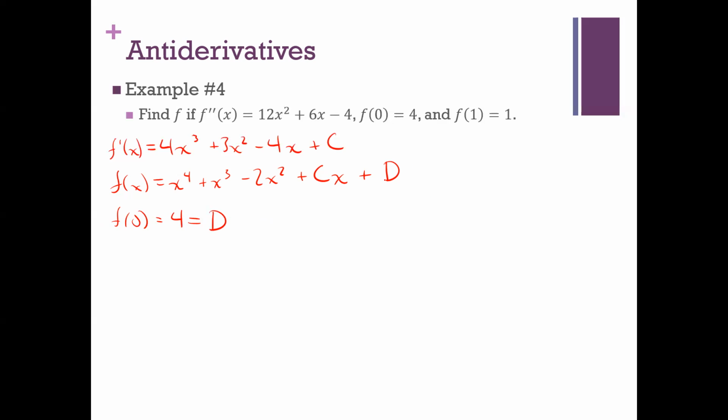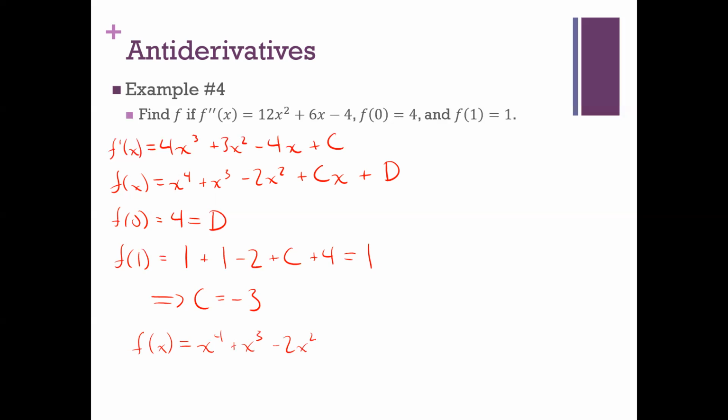Okay, we'll go with that. What's f of 1 equal to? It's equal to 1 plus 1 minus 2 plus C plus 4, which is equal to 1. So what is C equal to? -3. Okay, so that allows us to give a particular antiderivative here: x to the fourth plus x cubed minus 2x squared minus 3x plus 4.